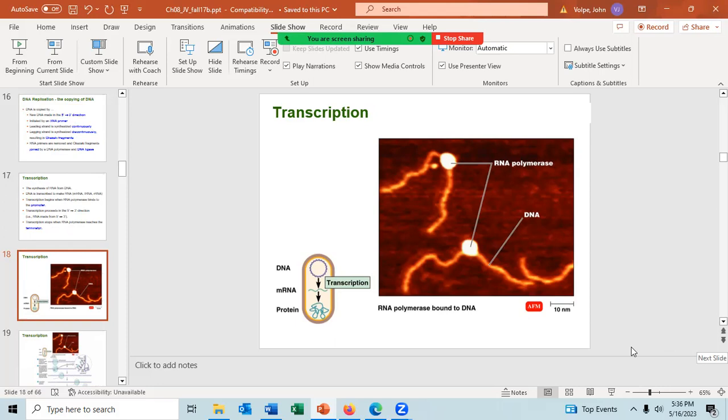All right, this is showing you transcription, where the information is being copied from DNA to messenger RNA. And there actually is the RNA polymerase. And you see that right there? That's the strand of RNA being made. And that's the DNA there, the big strand, or that one there.